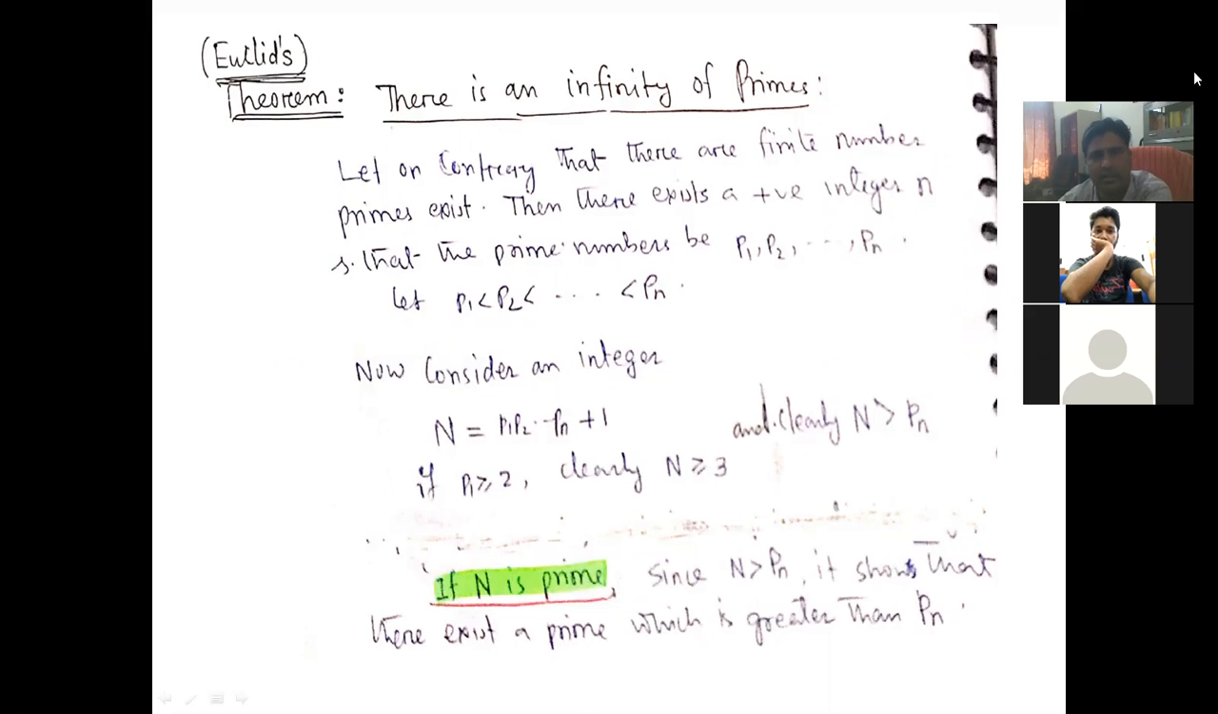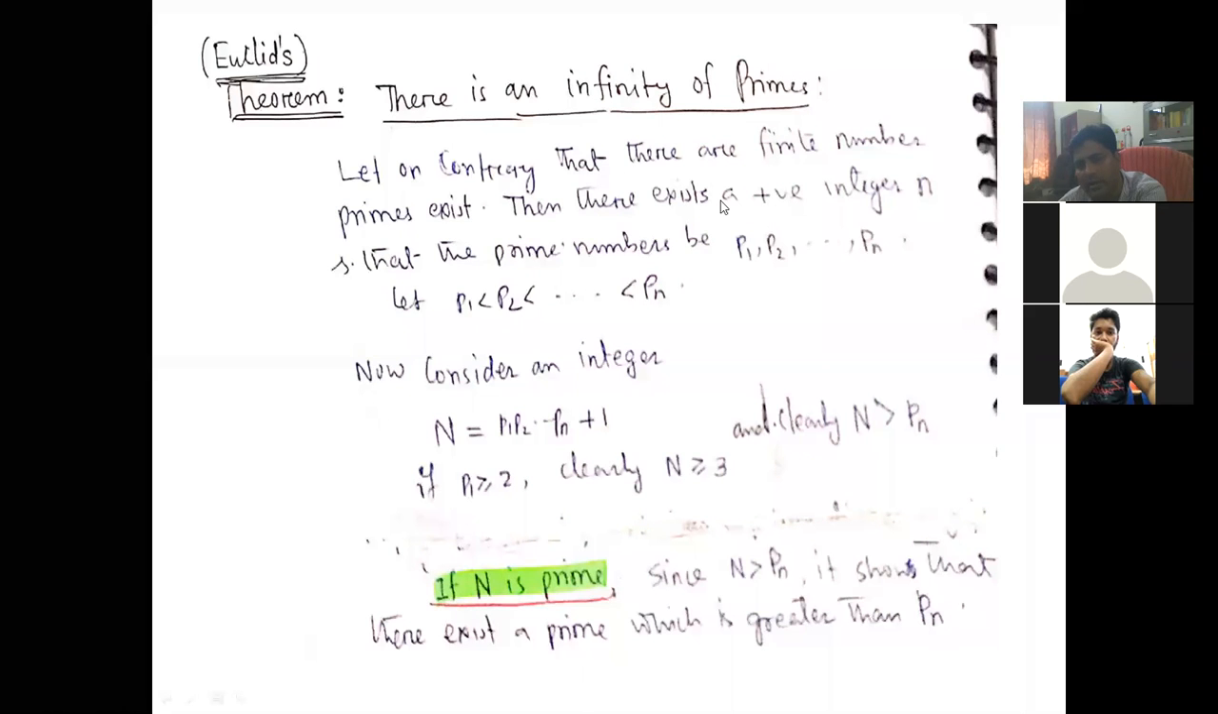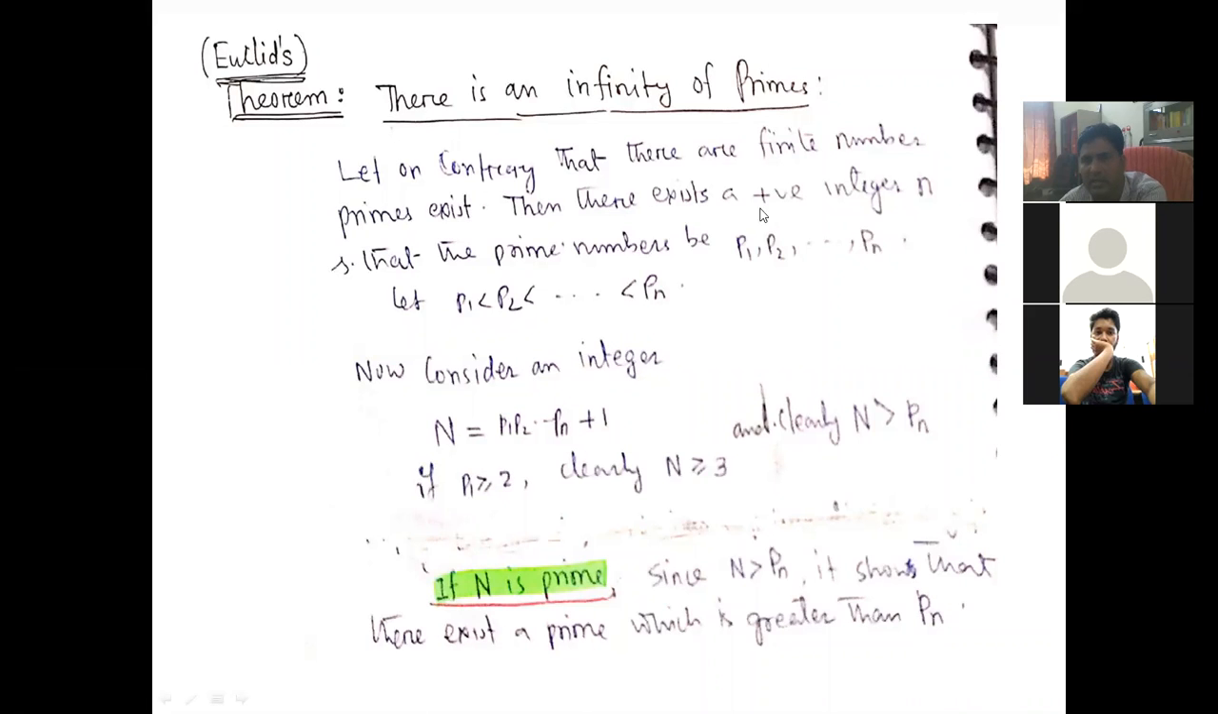So let on the contrary that there are finite number of primes. Okay, आपको prove करना है there are infinity of prime. You take on the contrary that there are finite number of primes. Then there exists a positive integer n such that the prime numbers be p1, p2, pn. Let p1 less than p2 less than pn.